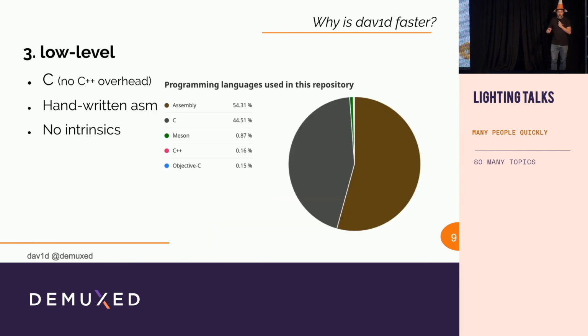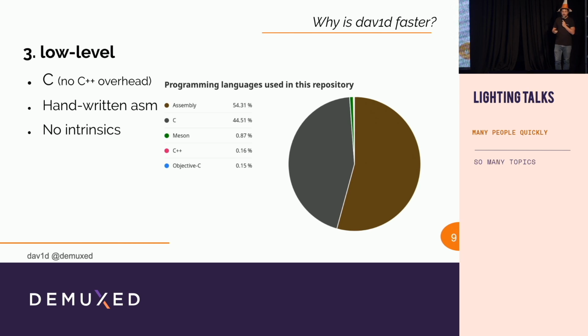And the last thing is we use C, not C++, no templates, no C++ overhead. We don't use intrinsics, right? We use handwritten assembly. And as you can see, most of the code in dav1d today is assembly, like 25,000 lines of C, and now we are 35,000 lines of assembly, handwritten, of course. And so we are very fast, but we need to be faster. So we are looking at new stuff.